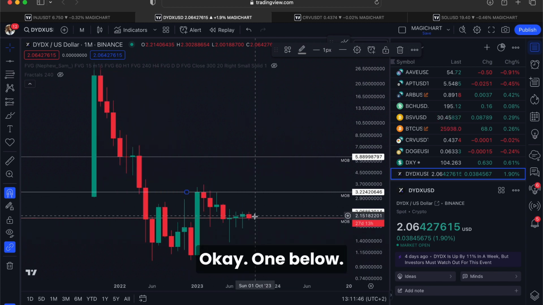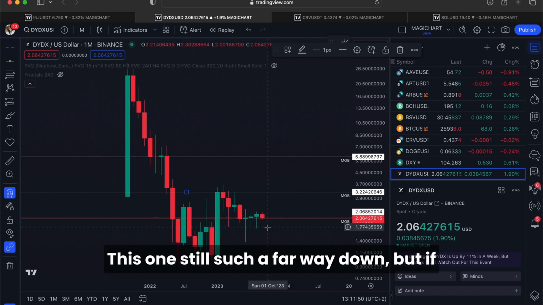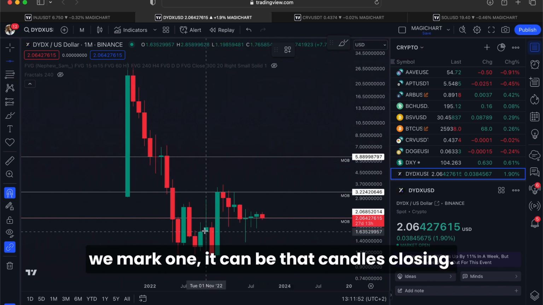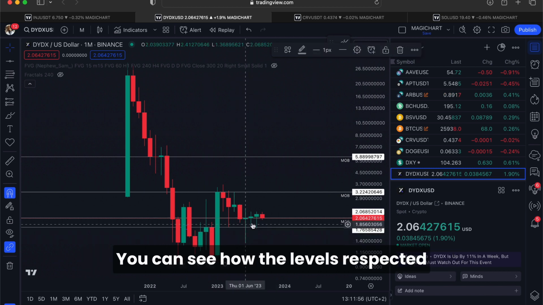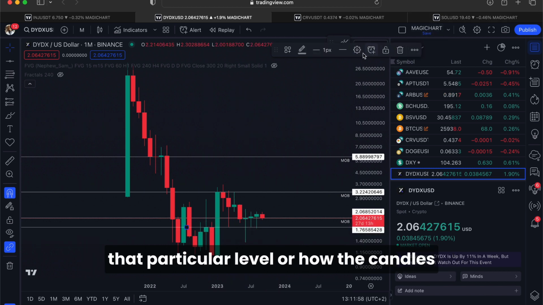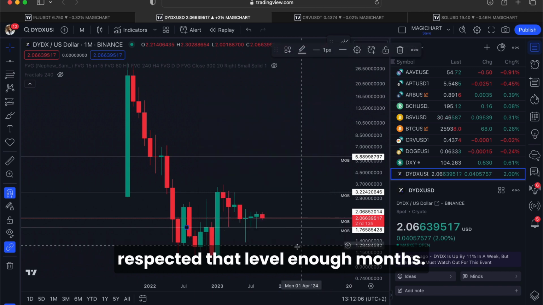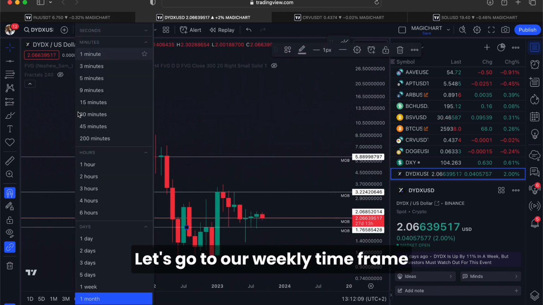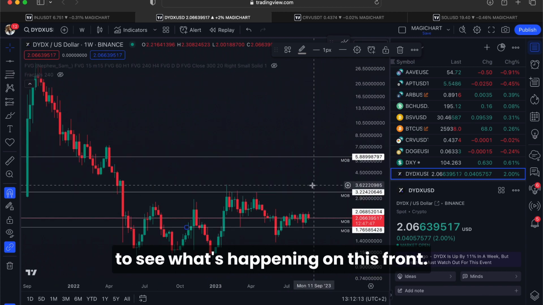One below this one still, such a far way down. But if we mark one, it can be that candle's closing. Let's make it another one. You can see how the candles respected that particular level. Okay, enough months. Let's go to our weekly time frame to see what's happening on this front.